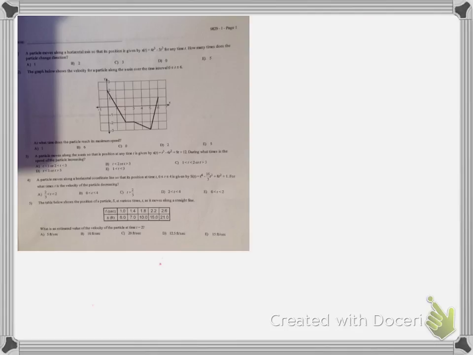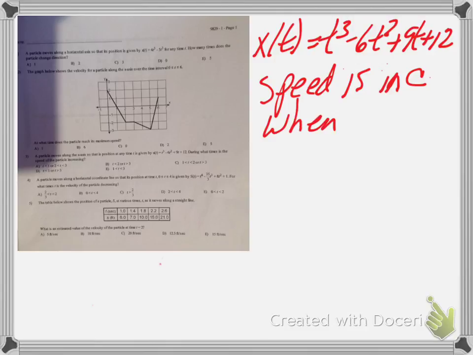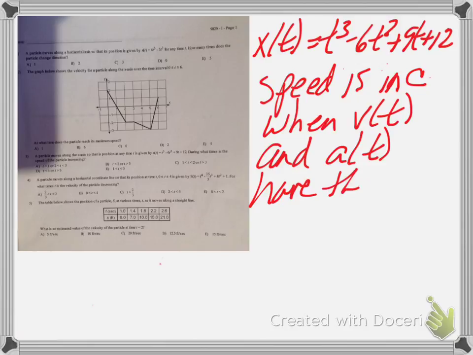Okay, so for number 3, we're given an x of t again. And when is the speed of the particle increasing? So we said that the speed will be increasing, so I'm just going to write this down in case you don't have it. So the speed is increasing when v of t and a of t, when velocity and acceleration have the same signs.